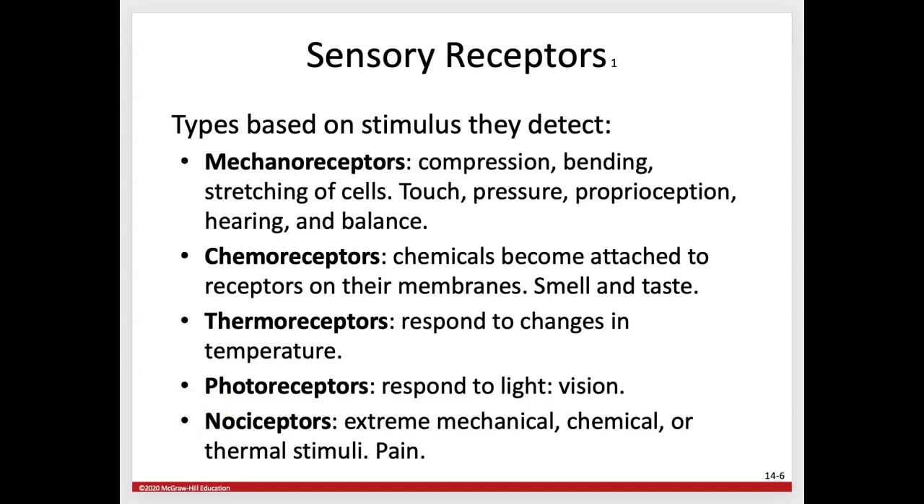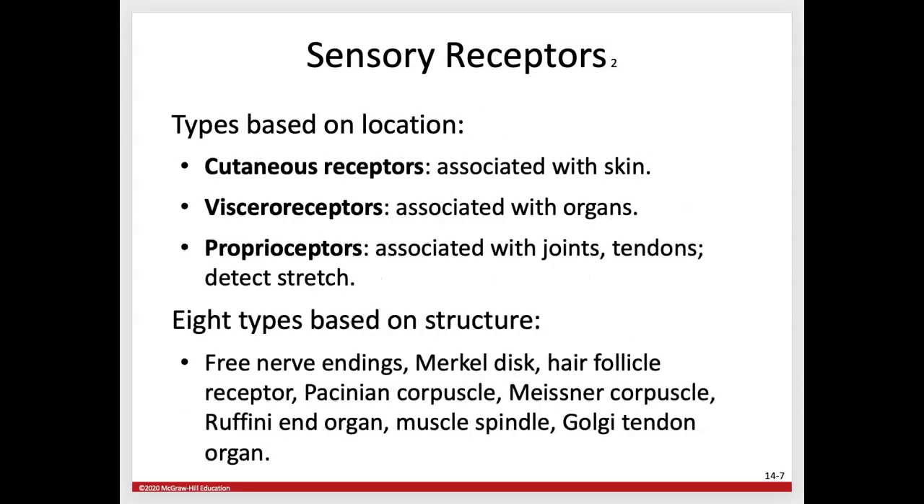And as far as what you need to know here, going through these sensory receptors, the different types, because there are quite a few that we're going to cover, flashcards are probably going to be best for this, because it's basically knowing the description or defining the term.